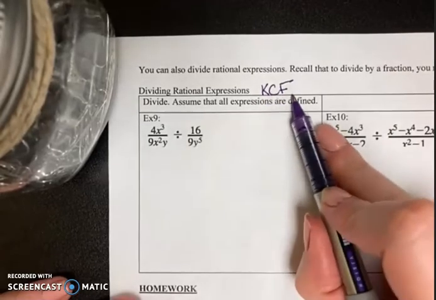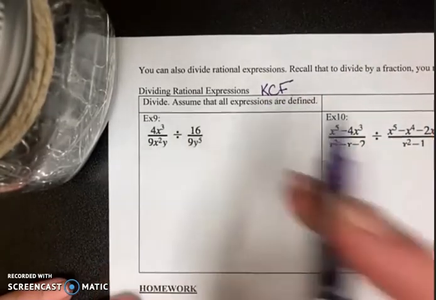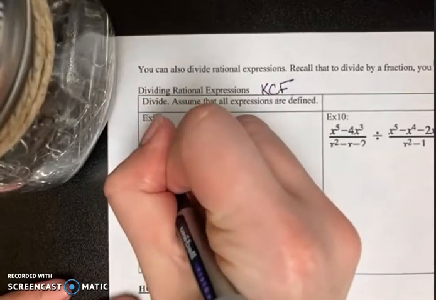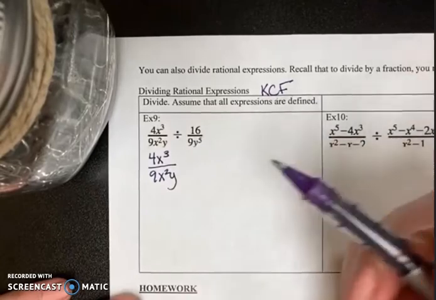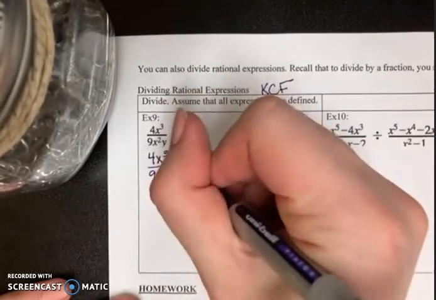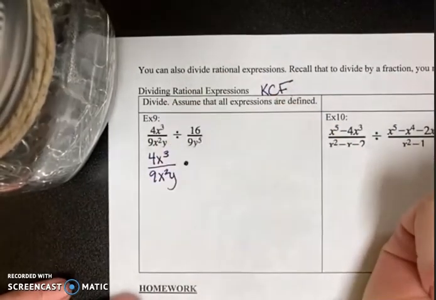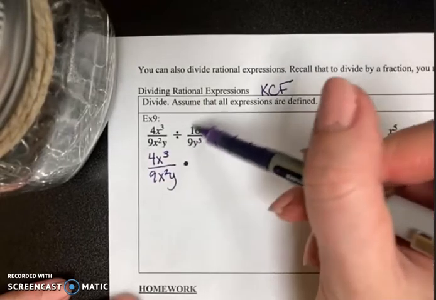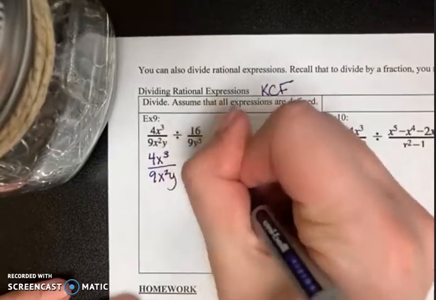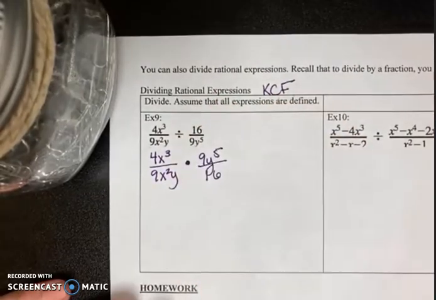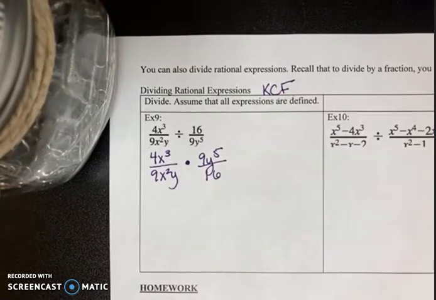So keep, change, flip means we keep the first term. So I'm going to rewrite this as 4x cubed over 9x squared y. We're going to change from division to multiplication. And we're going to flip the second term. So we're going to use its reciprocal. And now we would solve it just like what we did on the front of the page with examples 8 and the try problem after.